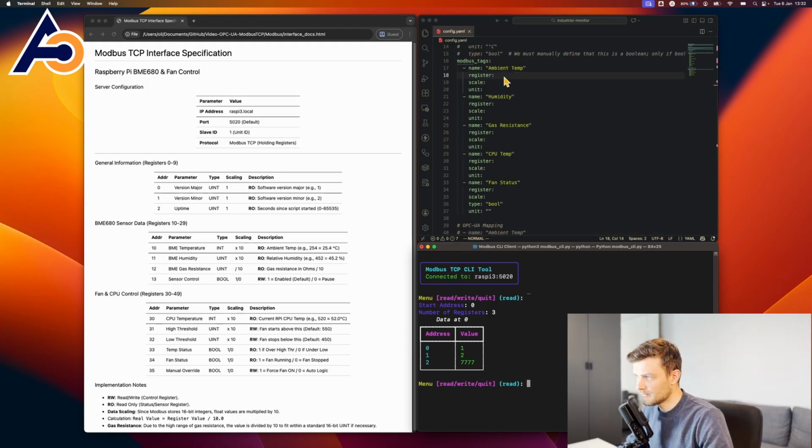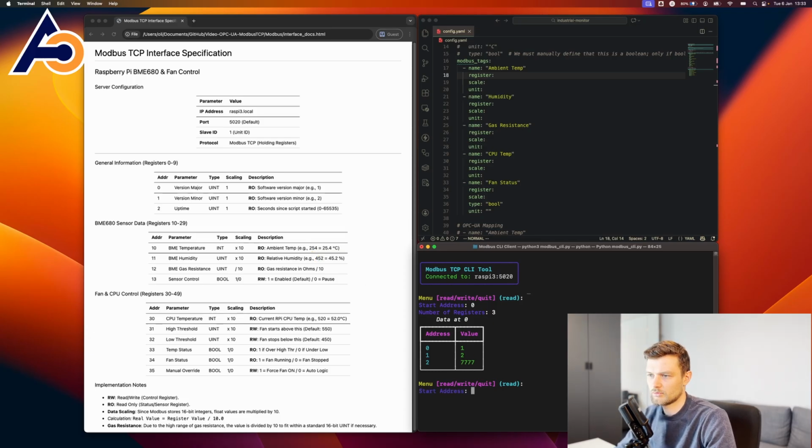What do we need first? We need to get the ambient temperature first. So let's have a look. The ambient temperature is register 10 here, BME temperature parameter, and it has a description. Something that is important here is the scaling, and it's scaled by 10, means 25.4 degrees Celsius is actually written as a value 254.